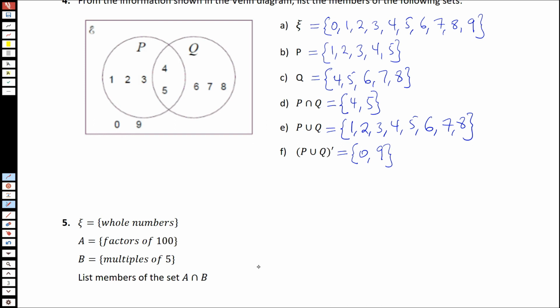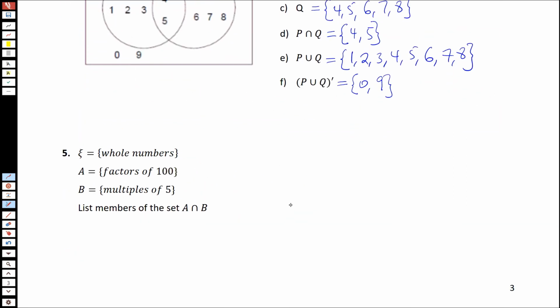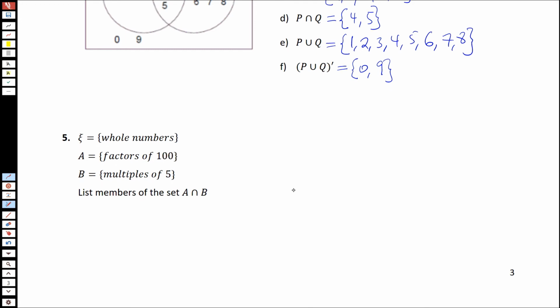Okay, and then number 5, we have the universal set representing whole numbers. This goes up to infinity. And then set A represents factors of 100. So let me just list those factors.